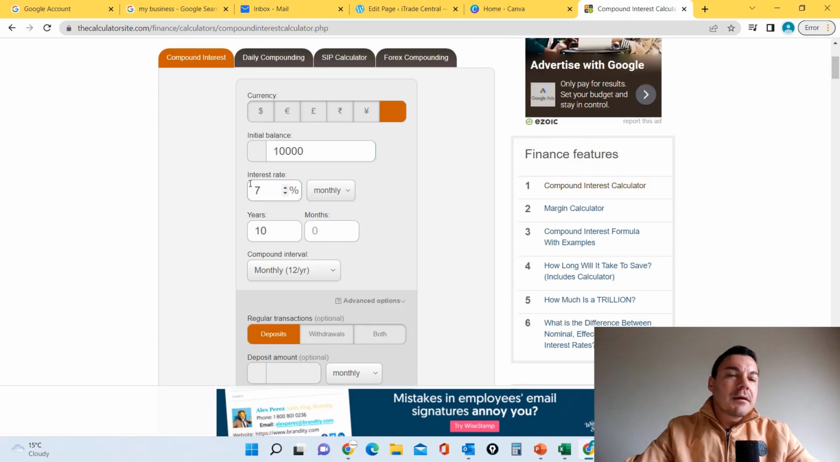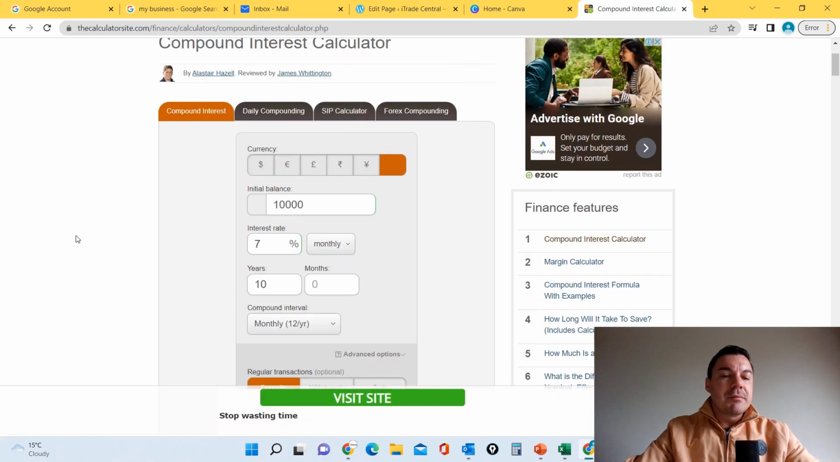And that's why I say you can really make a good income for yourself simply by applying compound interest to your trading. Hope that helps you to understand where I'm coming from.